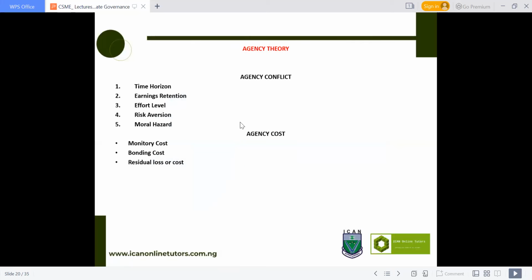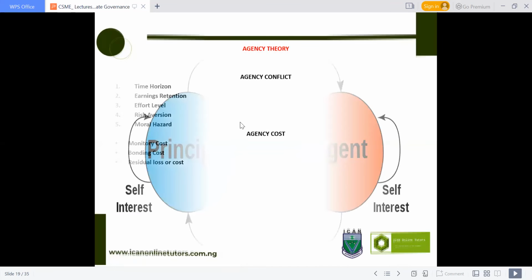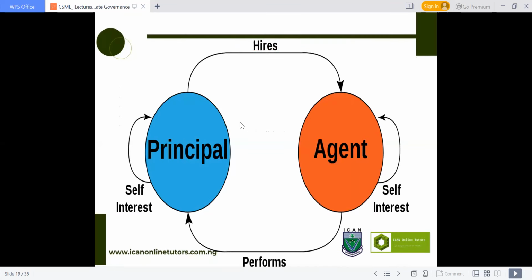So now the key thing is to talk about the conflict. You can see the principal hires the agent. The principal has self-interest, and the agent also has. And the agent is reporting to the principal.